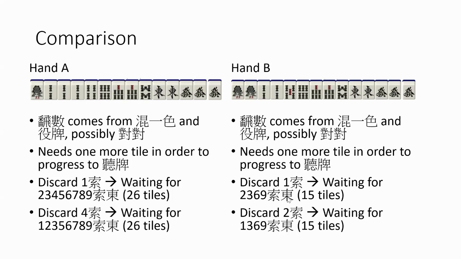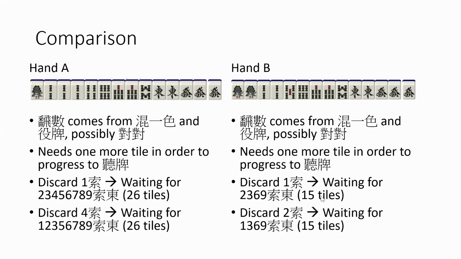We have a similar discussion for hand B over here, where you could discard 1索 or 2索, and then you will be waiting for the 2, 3, 6, 9 索 Dong or the 1, 3, 6, 9 索 Dong. Here, we can make one very important comparison between the last 2 bullet points. For hand A, we are waiting for altogether 26 tiles, okay? The 26 tiles come from the 2, 3, 4, 5, 6, 7, 8, 9 索 and the Dong. When you do the counting, we are waiting for 26 tiles, while for hand B, we will be waiting for altogether 15 tiles, right?